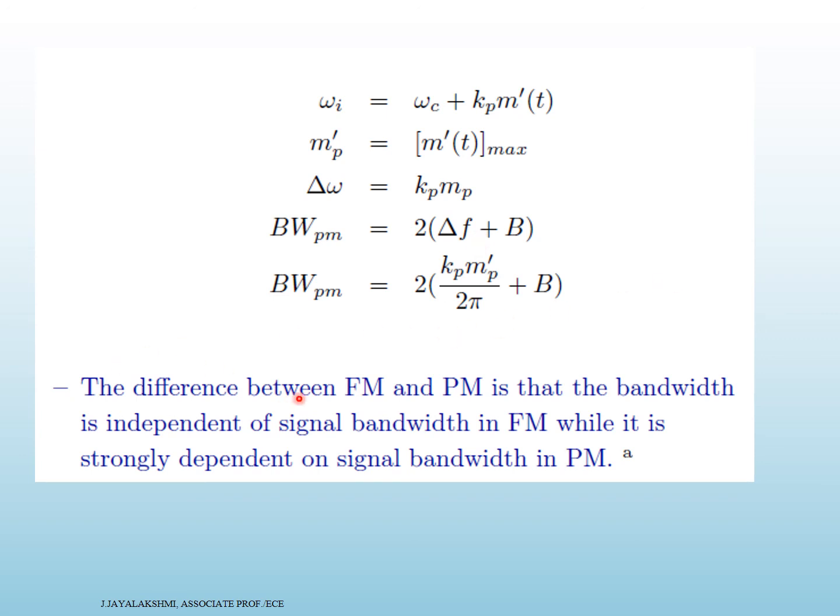So the difference between the FM and the PM is that the bandwidth is independent of the signal bandwidth in FM, while it is strongly dependent upon the signal bandwidth in PM. So this is the difference. The bandwidth is going to be independent of the signal bandwidth in case of the FM signal, whereas it is dependent upon the signal bandwidth in case of PM.